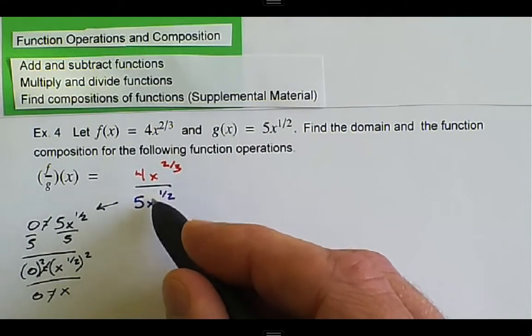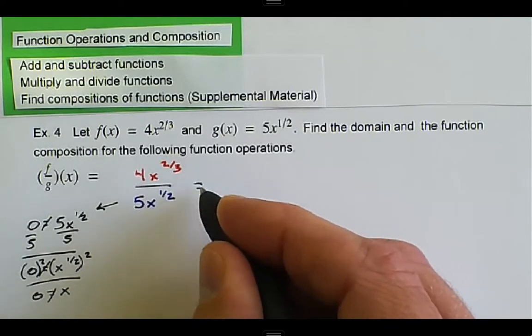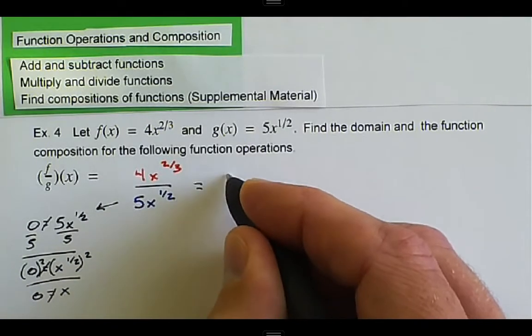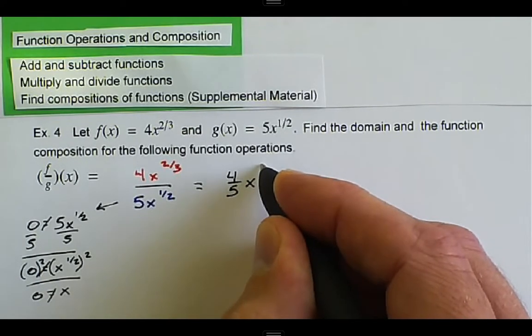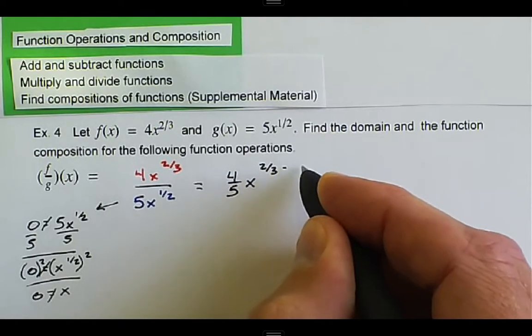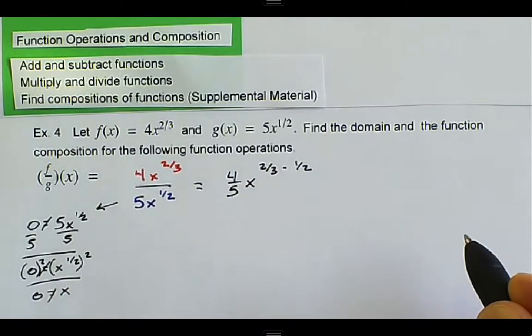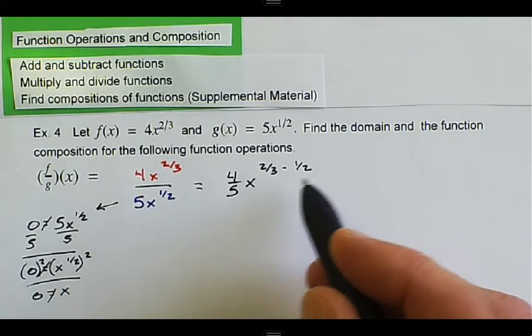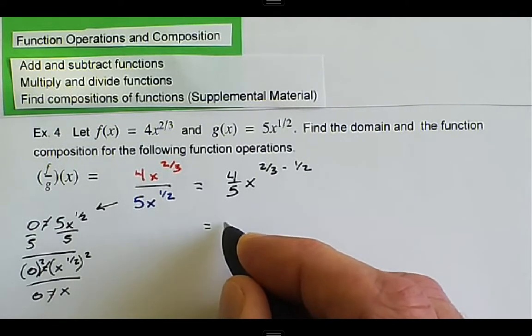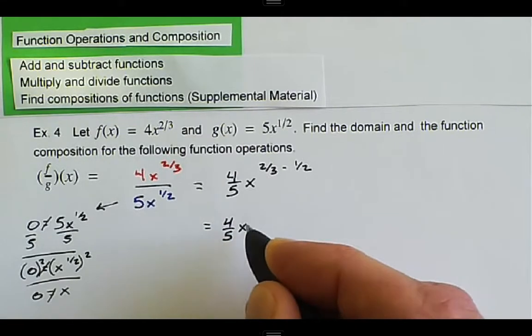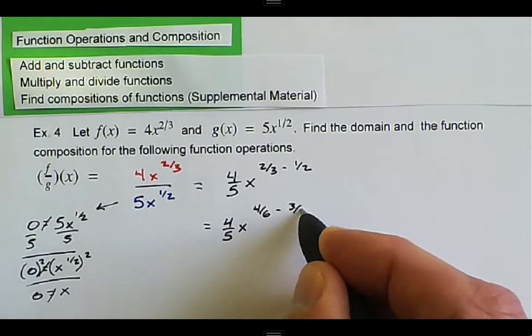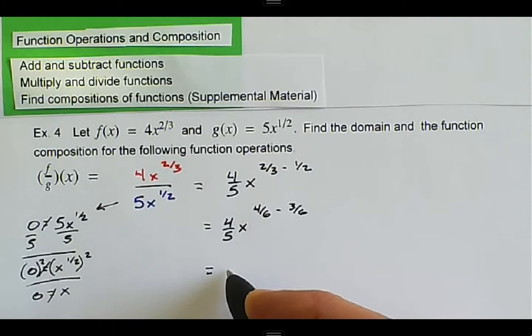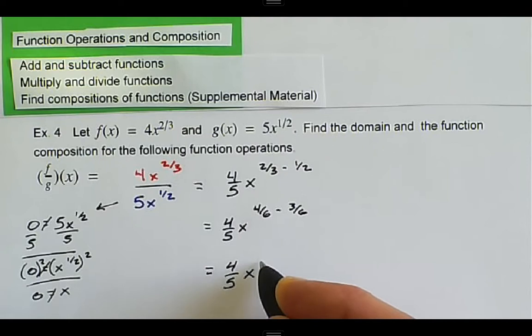Because we're joined by division, we can combine the x's here. So 4 divided by 5 is 4/5. And then we have x to the 2/3 minus 1/2. Well, in order to combine those, we have to have them in like terms. So 4/5 x to the 4/6 minus 3/6. And so that's going to be equal to 4/5 x to the 1/6.